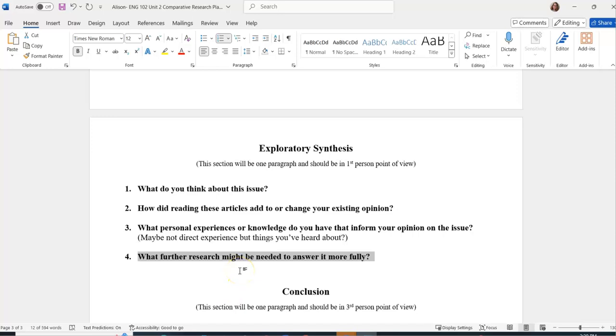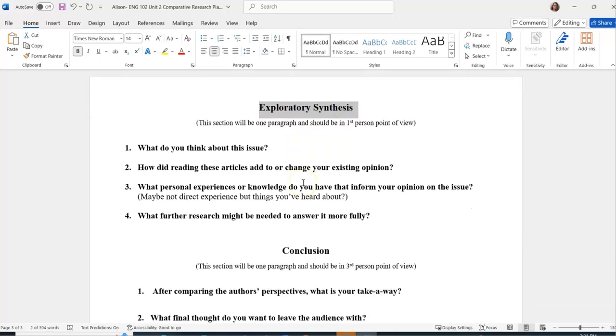And so that's what we're doing in this paper. We're comparing what two authors say or two articles say, and then we're putting ourselves into the mix with what we have to say and how we learned about it and what we still need to find out, because we're not really being critical thinkers if we're not also thinking, okay, I've learned this information, what's next? What do I still need to learn? So that is what you will be doing in the exploratory synthesis paragraph.